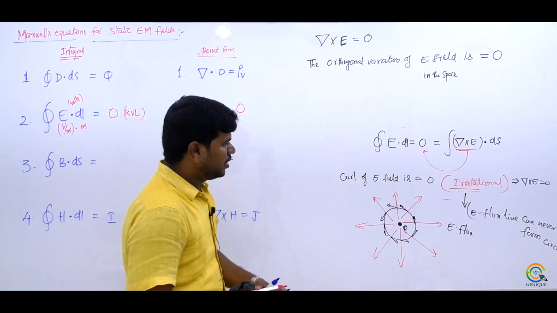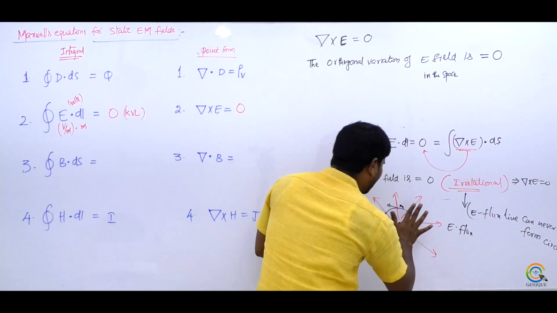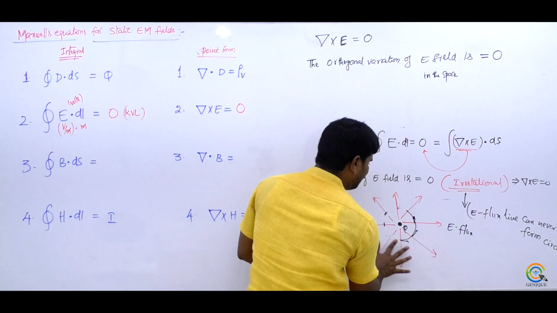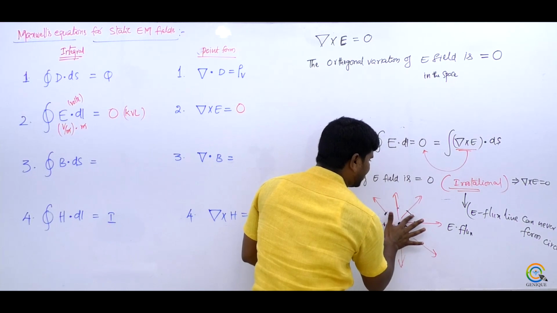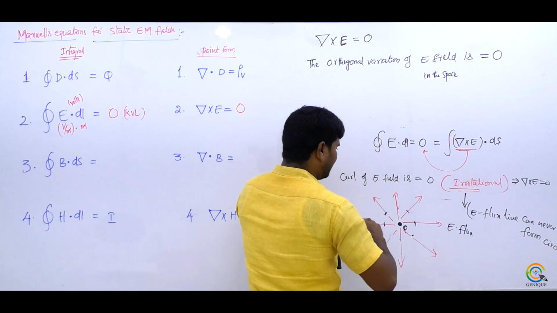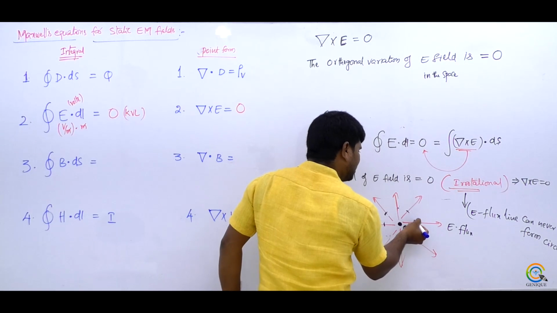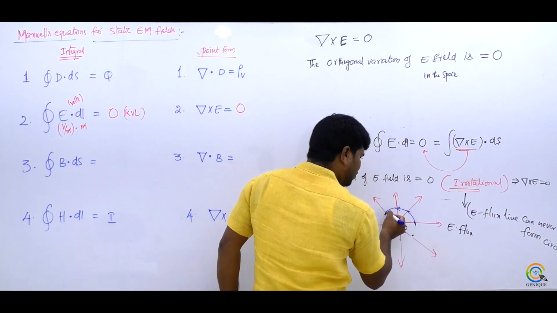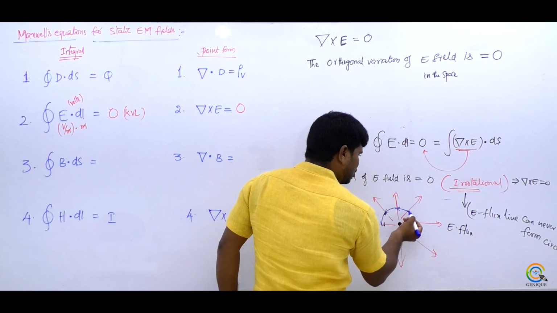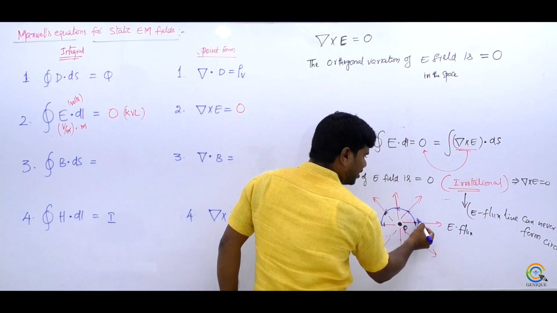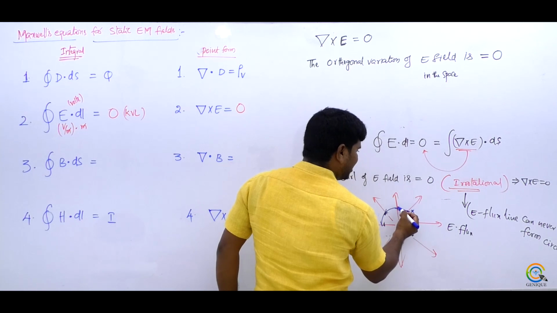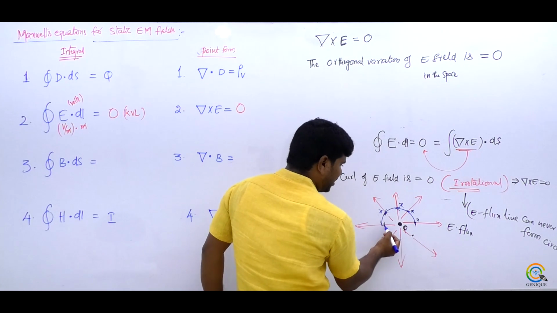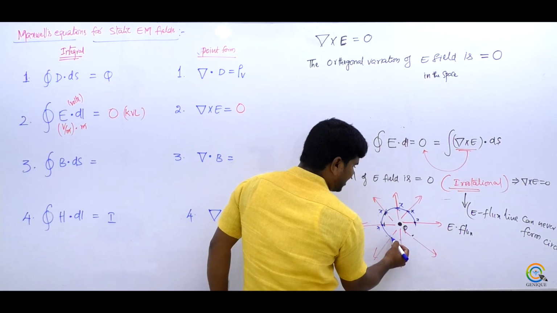So what is happening here? If you move perpendicular to the electric field lines, whatever the strength is here, X, you will also get the same strength X here. Already we observed this.